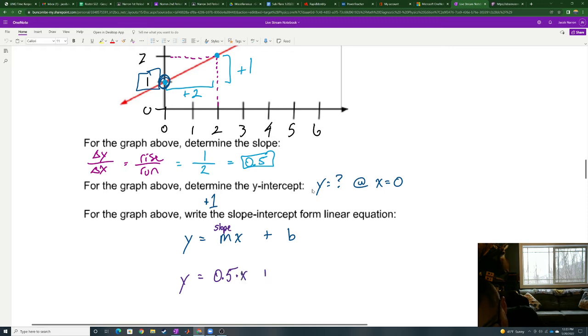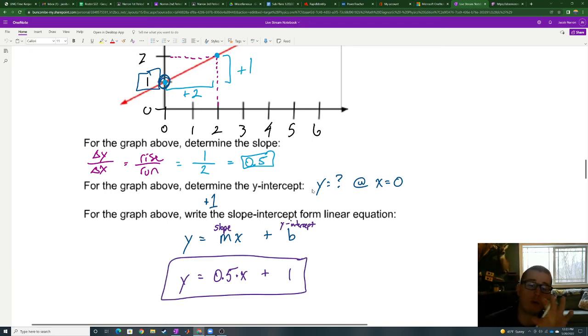And I hope this is ringing some bells. The hope is that I'm not just teaching you all this stuff. I'm hoping that I'm just reminding you of all this stuff. So my y-intercept in this case is going to be 1. So there you go. That's the slope-intercept linear equation for this graph.